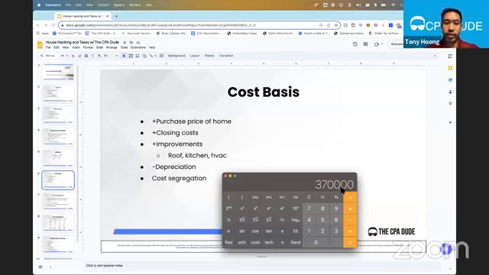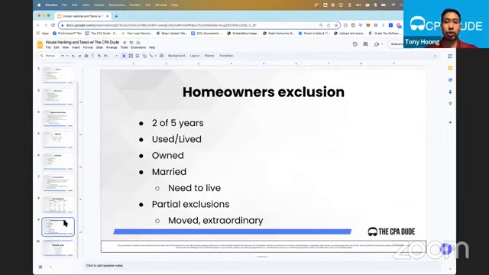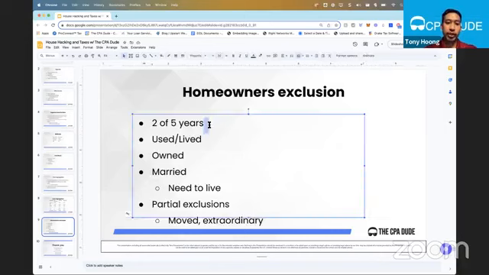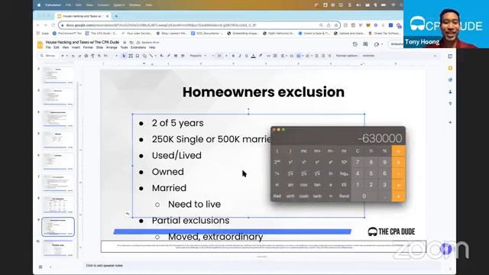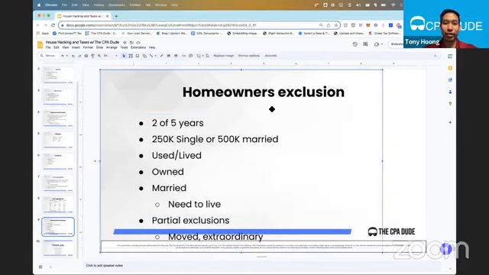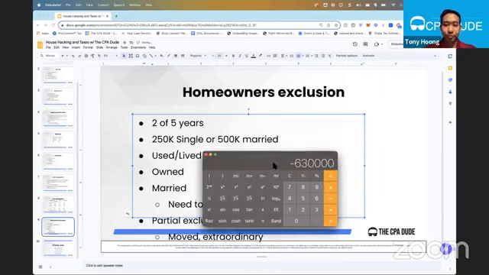So your cost basis is only 370, but in a 10-year time span, say it's now worth $1 million, and you sell it. Now you have a $630,000 potential gain. So what can you do about it? If you're still living there, you're house hacking it, you deploy your homeowner's exclusion. So this would be 250K if you're single, or 500K if you're married. So hopefully, 10 years later, hypothetically, you are married, so you can take advantage of the 500K. So it would reduce your tax liability.